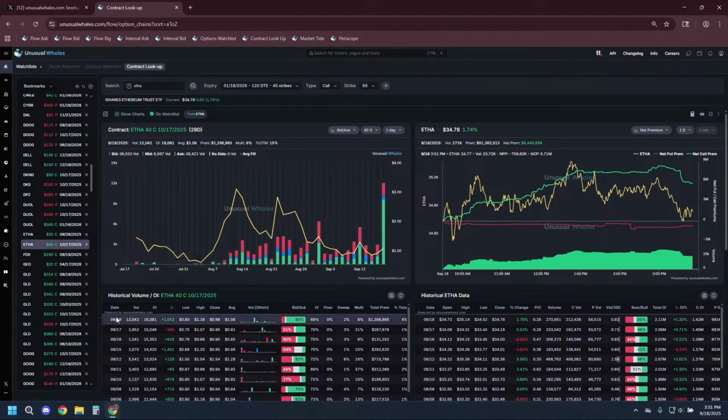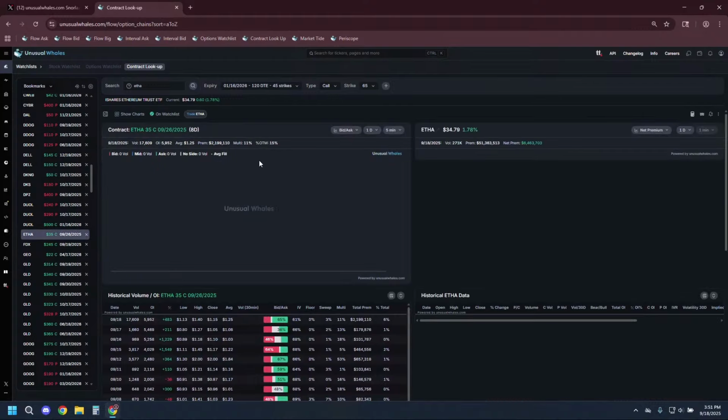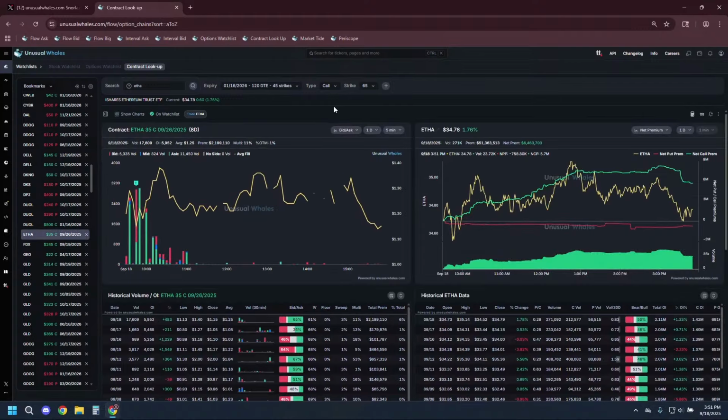Was looking for a similarly sized volume, but we don't see it. So it could be opening positions. But let's go back to the one that was requested. So we did have some big volume in the morning. A mix of bid and ask. There's just a lot going on here.